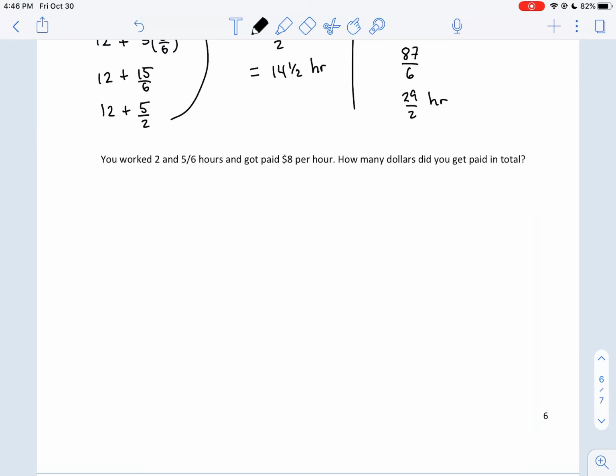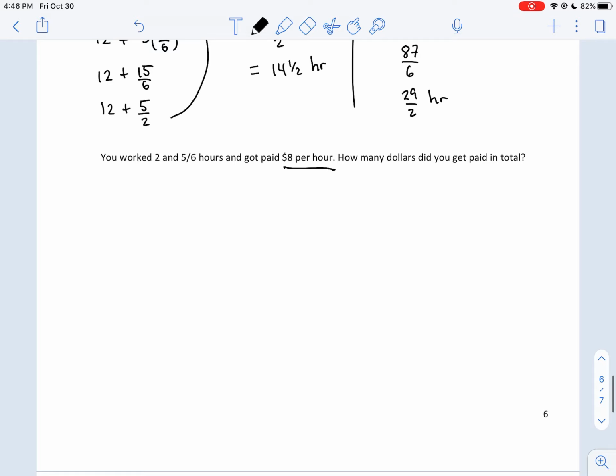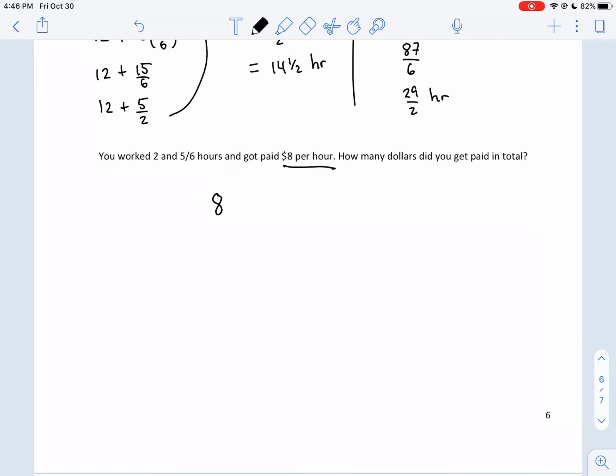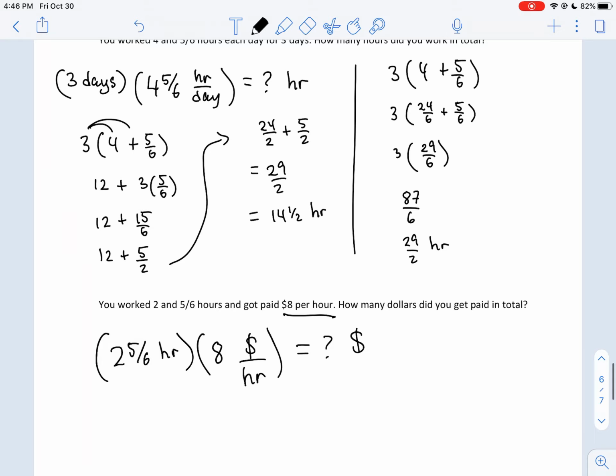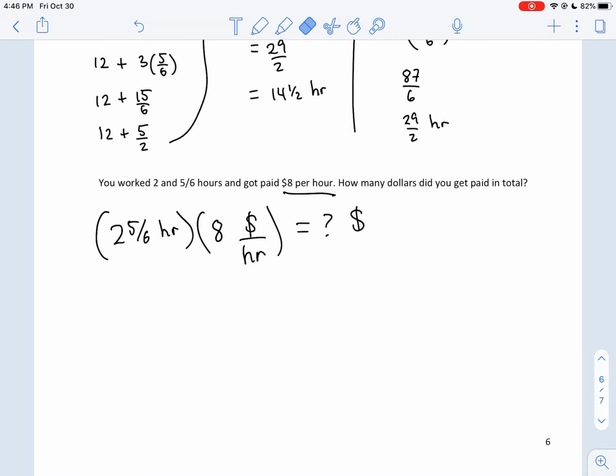Now here you worked for 2 and 5/6 hours and you got paid $8 per hour. Notice the $8 per hour. That's the multiplicand. When you see that "per," that's helping us identify that we have $8 per hour. And the multiplier is the 2 and 5/6, so 2 and 5/6 hours. And our answer is going to be in dollars, right? How many dollars did we make?